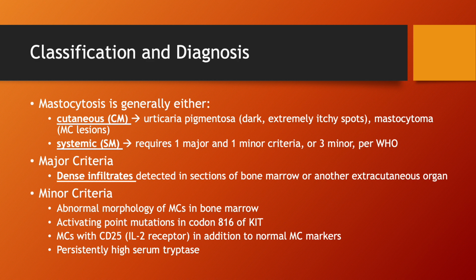So they look at the way that the mast cells are structured, what receptors they're portraying, and if they're abnormal, that is potentially signaling that something with their differentiation and growth is not right. We see obviously those activating point mutations that are leading to overactive KIT receptor function and signaling. We see mast cells with an IL-2 receptor in addition to their normal markers, and we see persistently high serum tryptase, which again is released exclusively by mast cells.